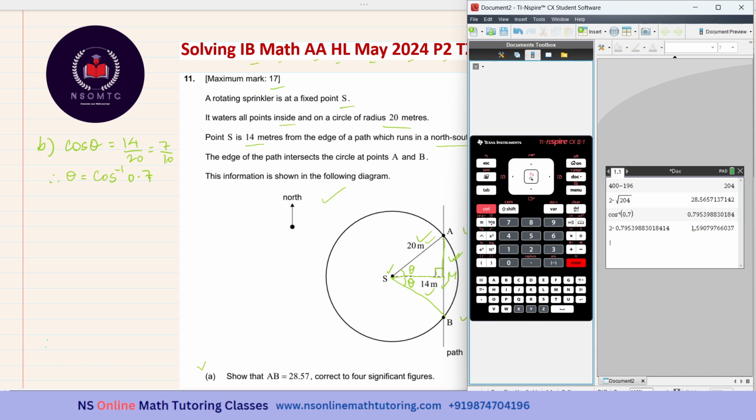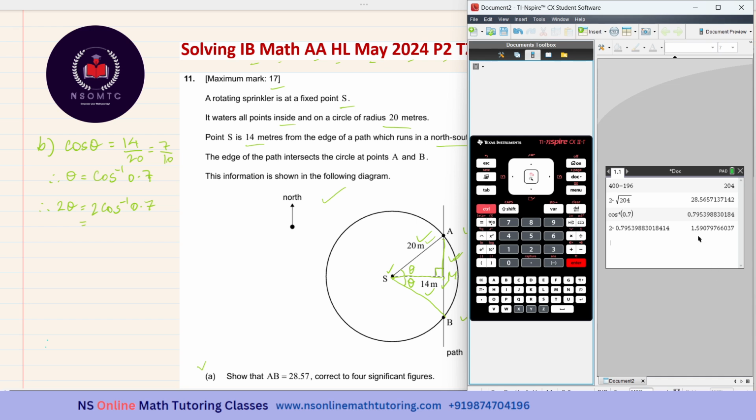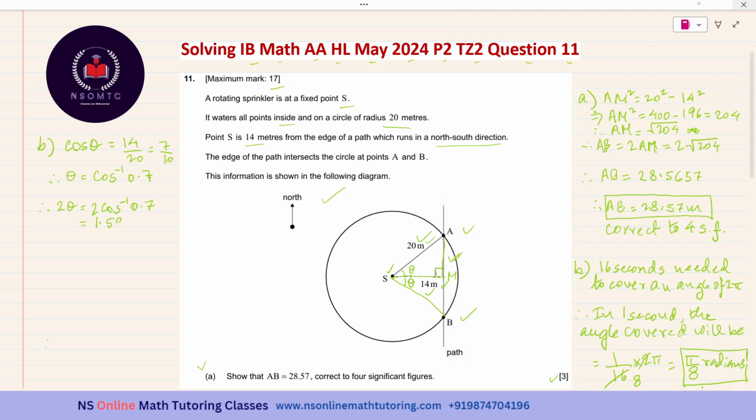Therefore 2 theta is equal to 2 times cos inverse of 0.7, which equals 1.5907976. So this is the 2 theta angle, this whole thing.